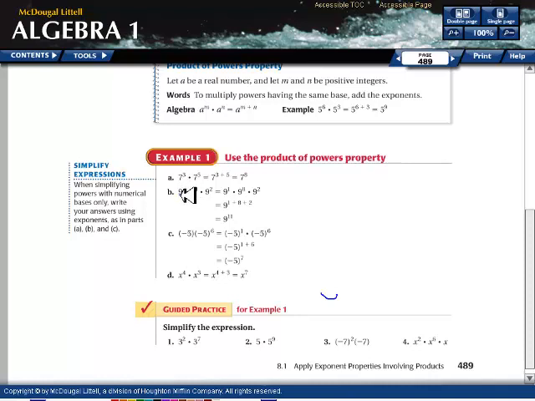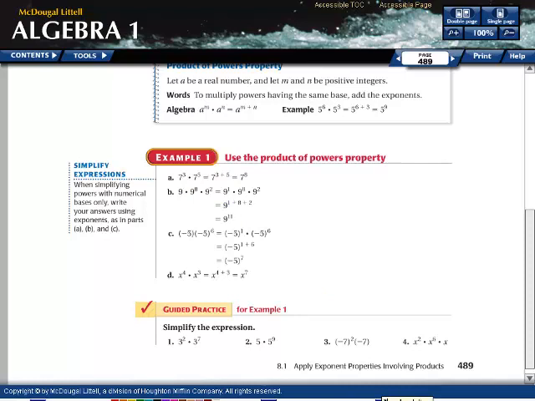This one has 9. There's no exponent being shown right here. So anytime that you don't see an exponent, you assume it's a 1. So I've got 9 to the 1st times 9 to the 8th times 9 to the 2nd. So I have 1 nine, 8 more nines, 2 more nines. So 1 plus 8 is 9, plus 2, 11. 9 to the 11th is our answer.